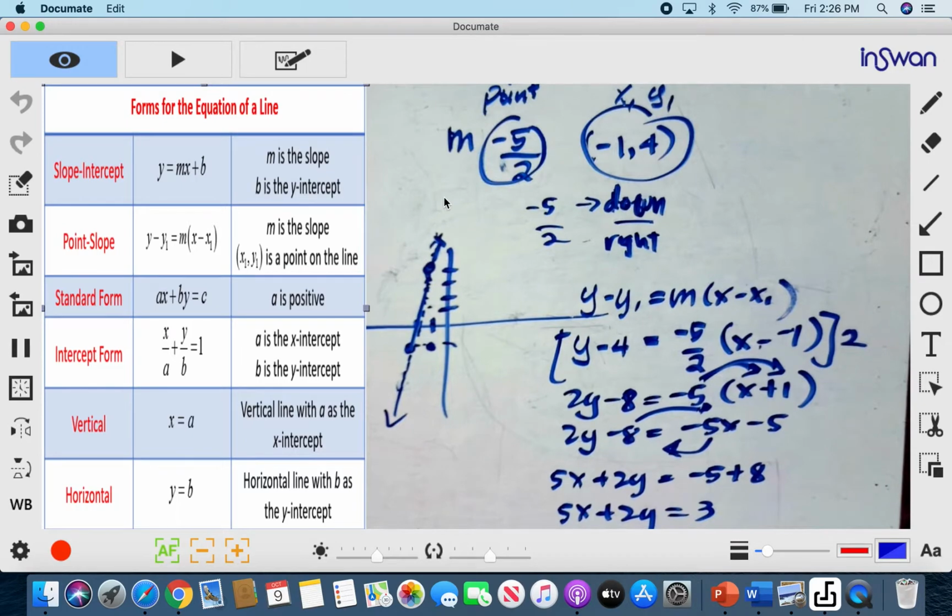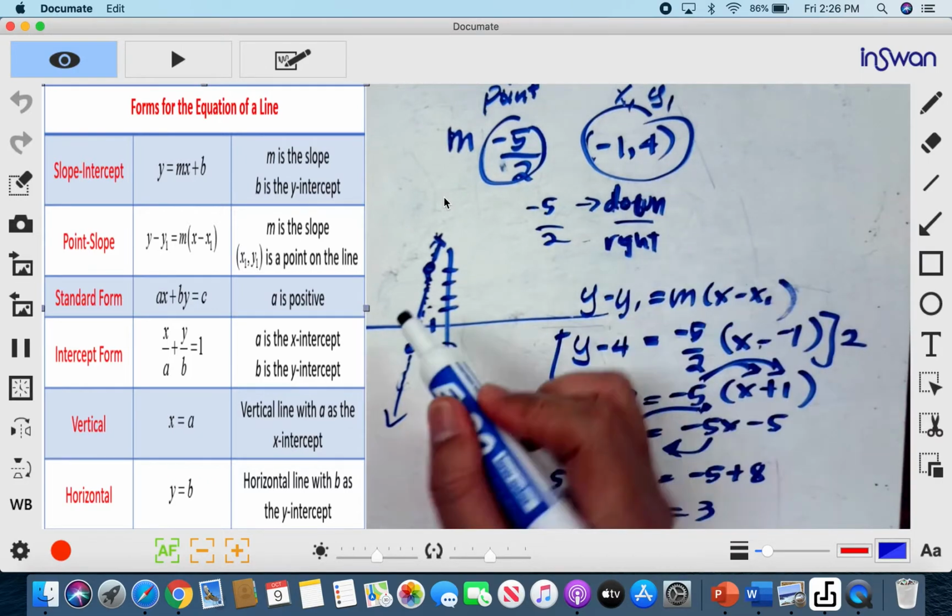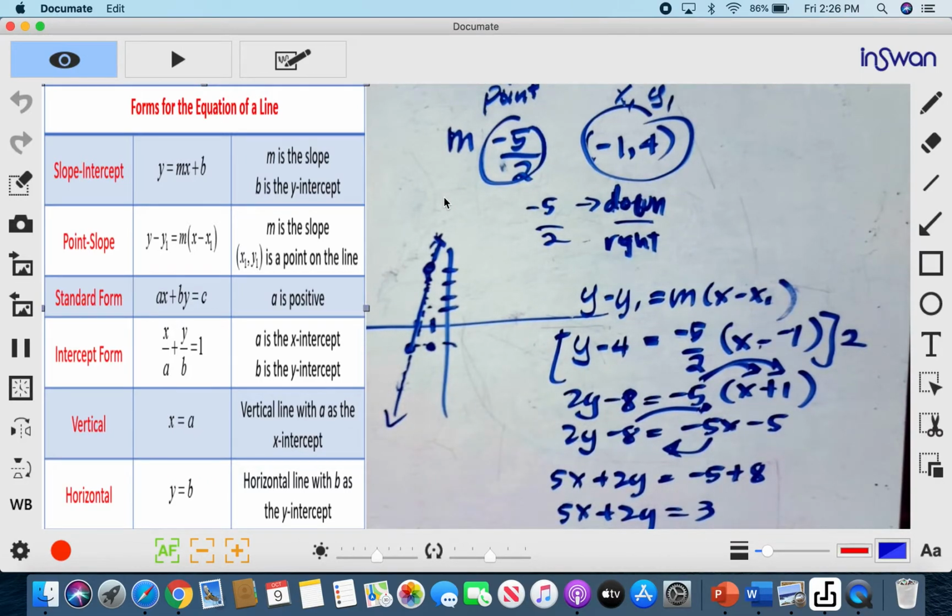Okay, I forgot to check the answers from the previous, but we will check the answer here. Because we know that this is a point along the graph, it should satisfy the equation. So where x is negative 1 and where y is positive 4. So to plug in, you have 5 times negative 1 plus 2 times 4 equals 3.